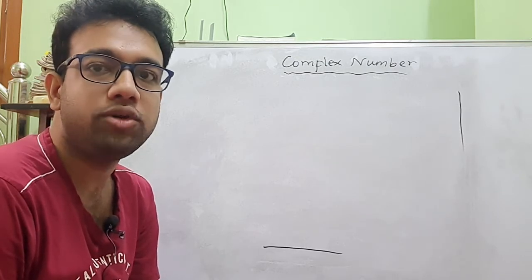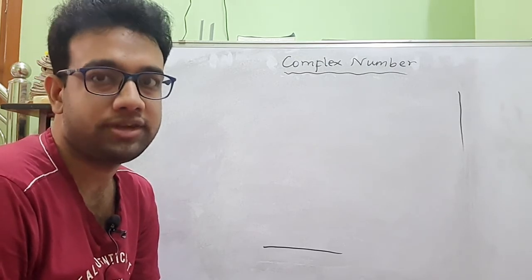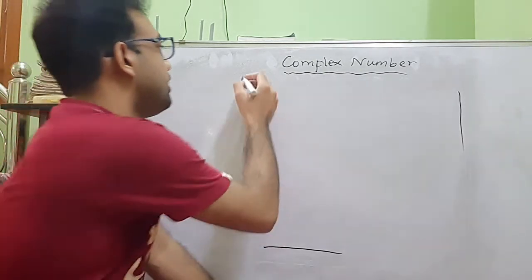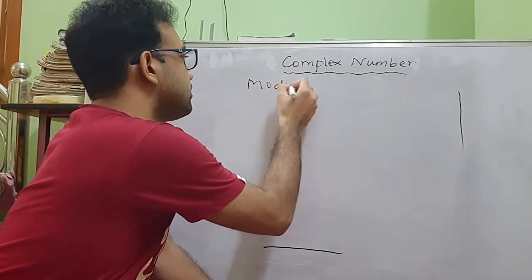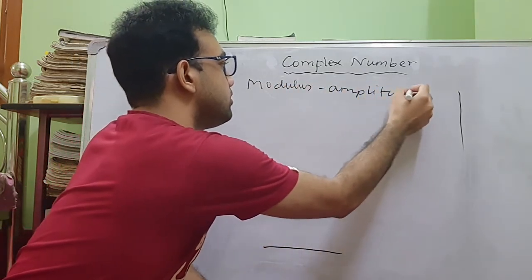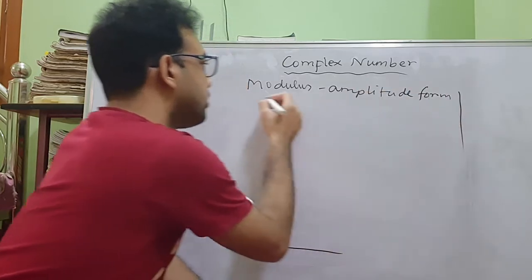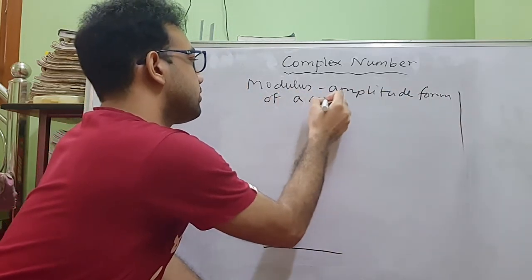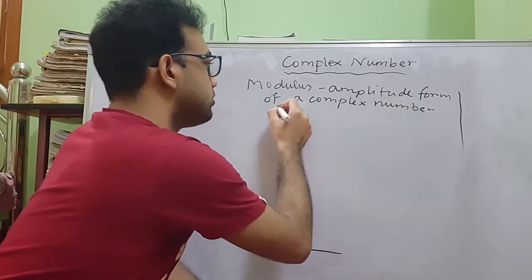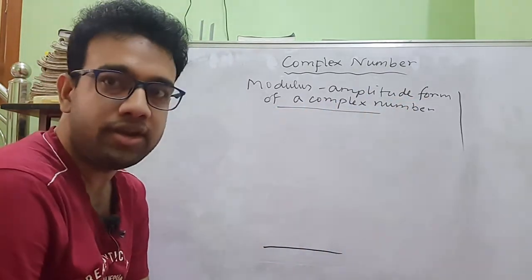Today I am going to discuss complex numbers, and our topic is the modulus-amplitude form of a complex number. So what does it mean?